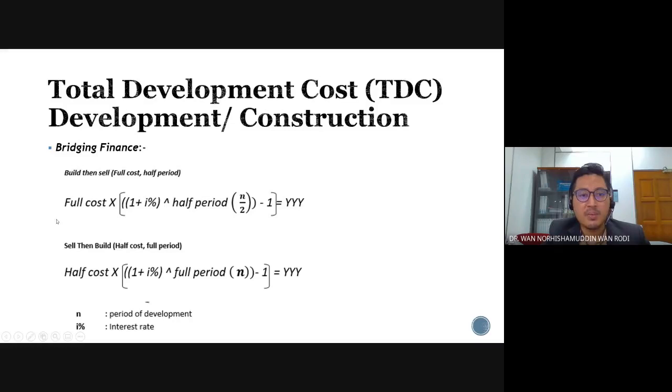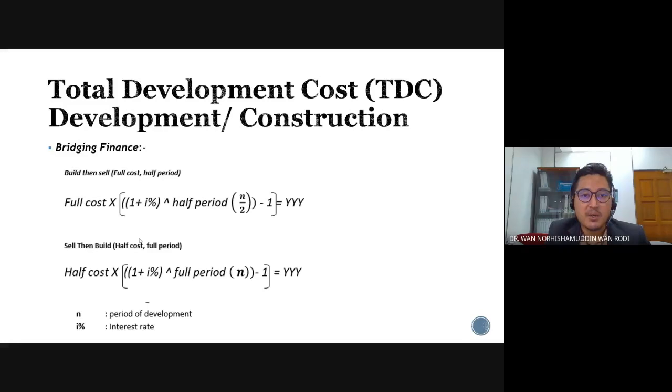The next one would be for the sell then build. So the principal is the half cost and full period. Take the total cost of the construction, and then you divide by 2, you will get the half cost. Why half cost? Why do we have to calculate the half cost for the construction or the principal amount of payment?